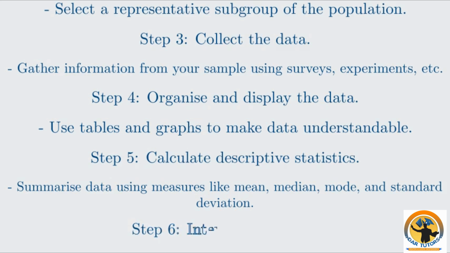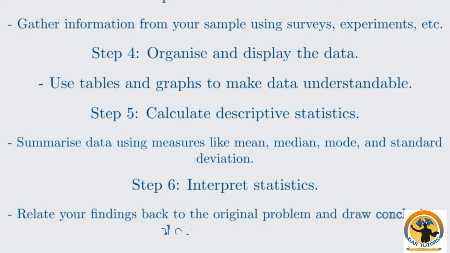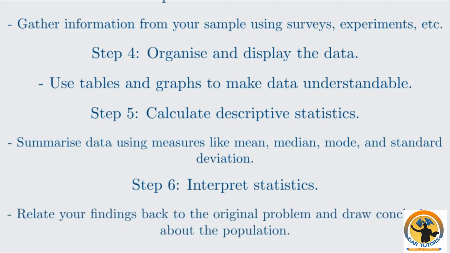Finally, the 6th step is to interpret the statistics. This is where you draw conclusions and connect your findings back to your original problem. You must describe what the data and your calculations tell you about the population and determine if your initial problem has been answered. This systematic approach ensures that statistical investigations are logical, thorough, and scientifically sound. Mastering this process is key to your success in IB Mathematics.